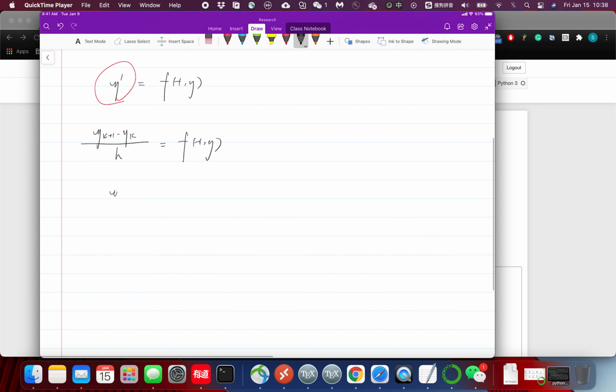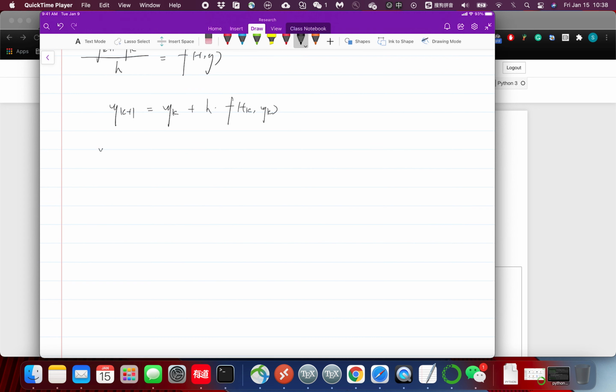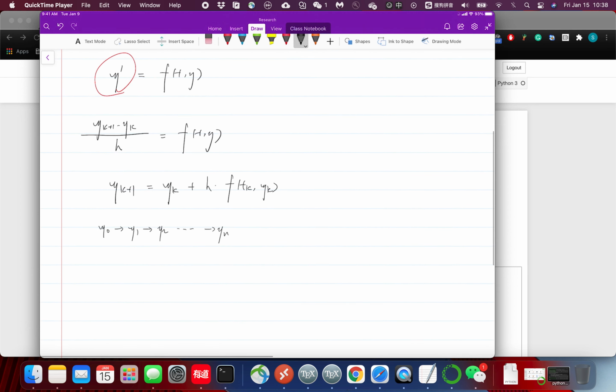But then we basically set up this scheme. We have the iterations, which is this one is the previous one plus h times f of tk, yk. And then we can actually get y1 from y0 and y2 from y1 and keep going until we have yn, which is up to the time t we want. So that's what we had for Euler's method for ODE.